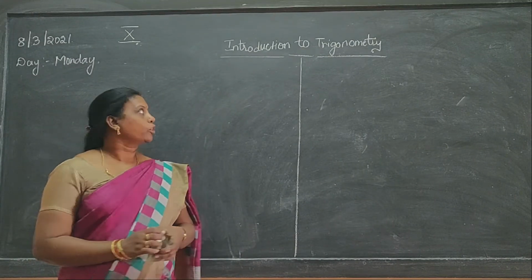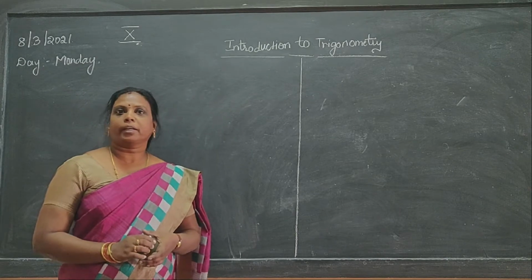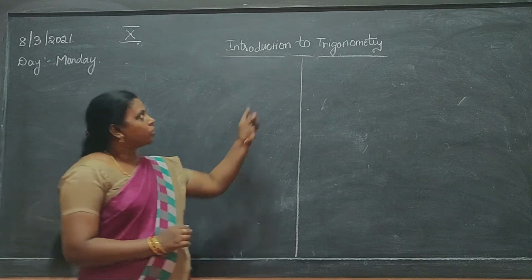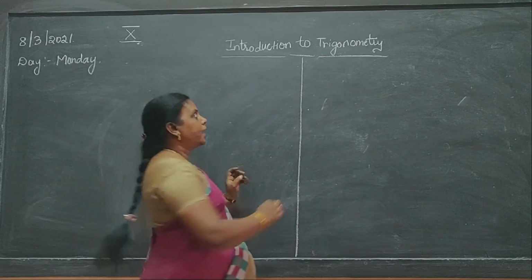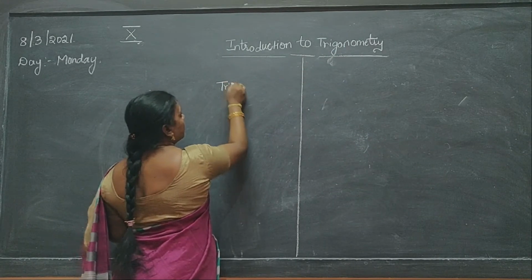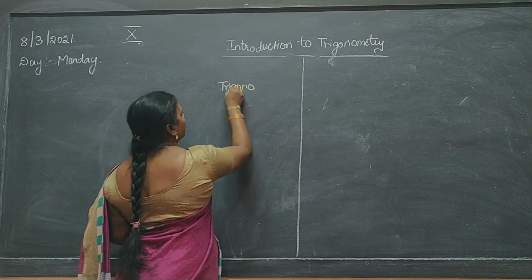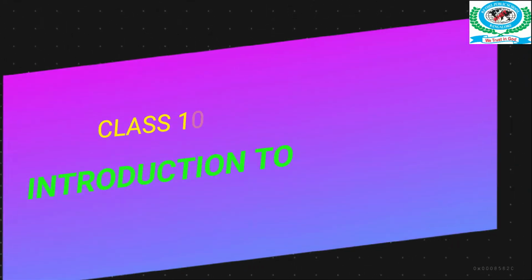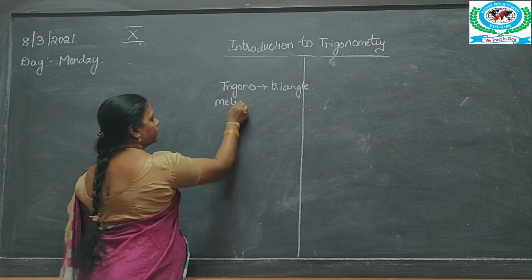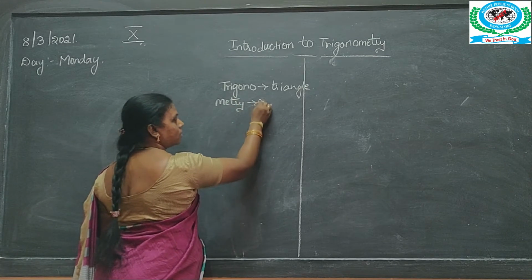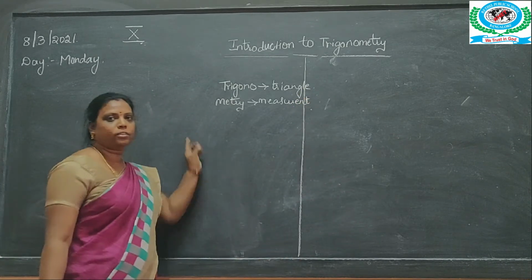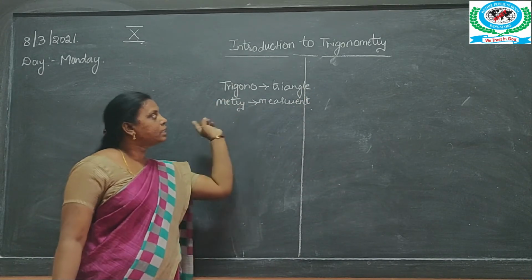We will be discussing the topic Introduction to Trigonometry. First, we will see what trigonometry is. Trigono means a triangle, and metry means measurement. So trigonometry is triangle measurement.